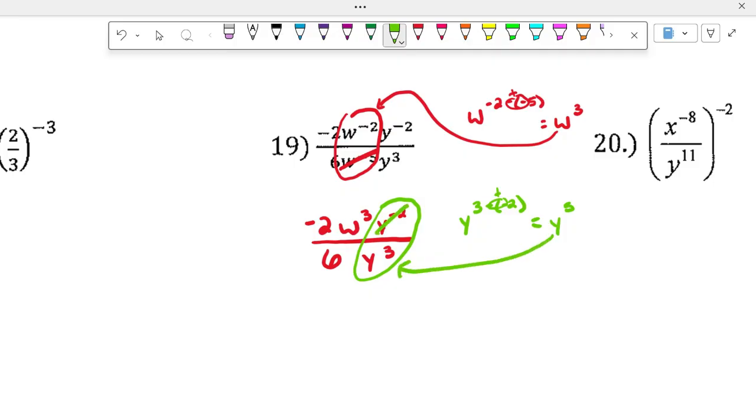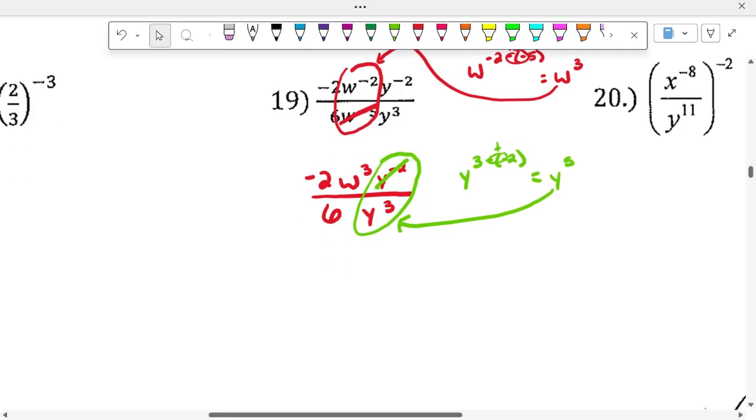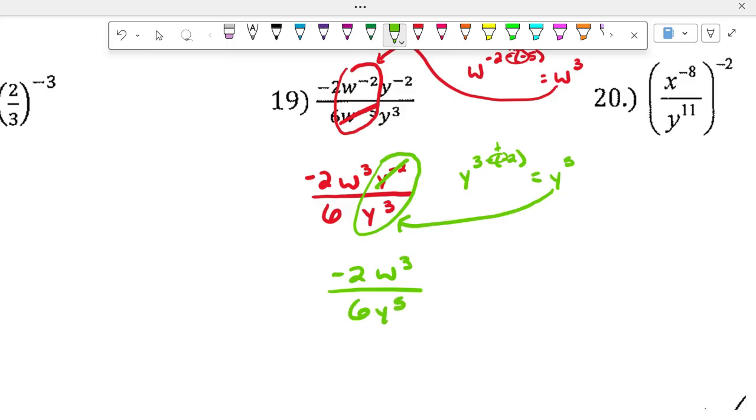So we can cross that one out. So I have negative 2 W cubed over 6Y to the 5th. Now, we've exhausted all of our exponent rules because we have one of every base. And if you look, all the exponents are positive. Remember, this negative is on the outside. It's not in the exponent. It's just saying we have a negative 2. All right, so what's the final thing I need to do to simplify?